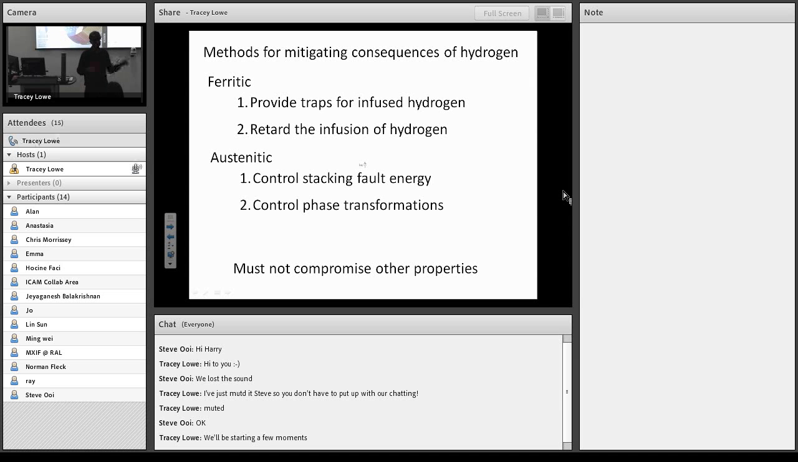But remember that you have to control all the other properties at the same time. So if you alter something, say you control the stacking fault energy and eliminate the twins, you no longer have a TRIP steel. All right? And if you introduce traps which make the material extremely hard, you might not have toughness and so on. So it's not at all an easy task, but it's one way of controlling the effects of hydrogen as opposed to just understanding what hydrogen does.